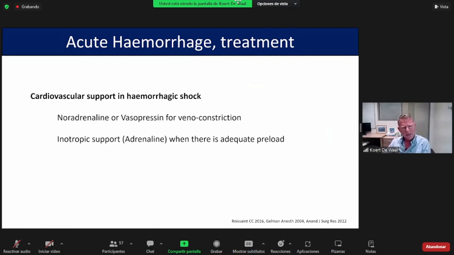When it comes to cardiovascular support for hemorrhagic shock, again, there's actually no information in newborns to support your choices. There's a little bit of information in adults, where they say choose noradrenaline or vasopressin if there is still room for venoconstriction. Those should generally not be the severest of bleeds. Thereafter you need to give adequate preload, preferably ultrasound supported and diagnosed, and then inotropic support with adrenaline.